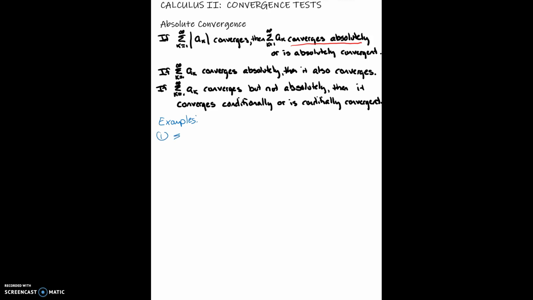Suppose we have the sum, as k goes from 1 to infinity, of (-1)^(k+1) over the square root of k cubed. All right, well, I do recognize this as an alternating series, but we can check absolute convergence on this. So let's consider the series where we take the absolute value of the terms.